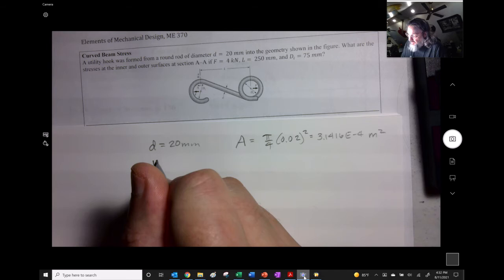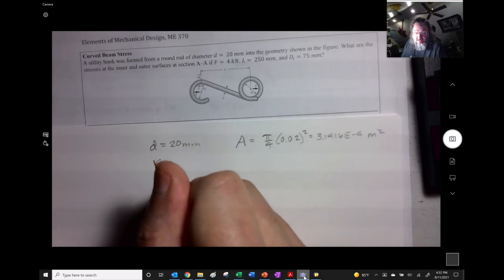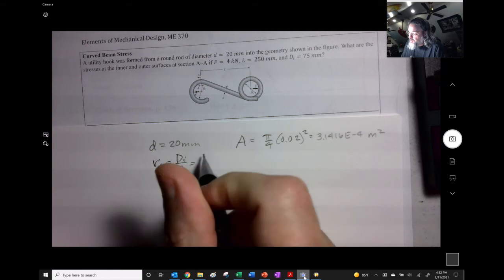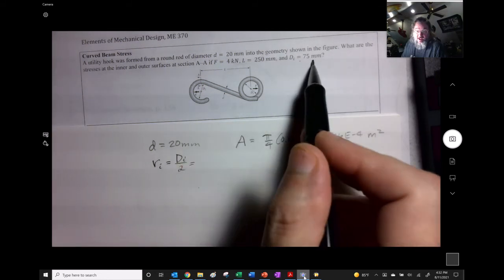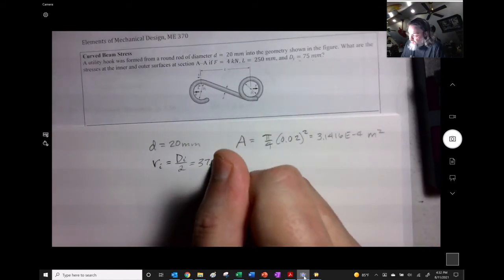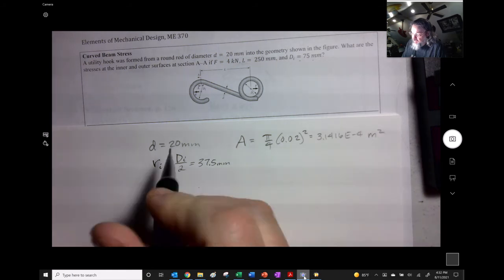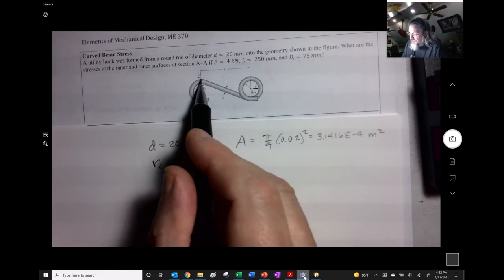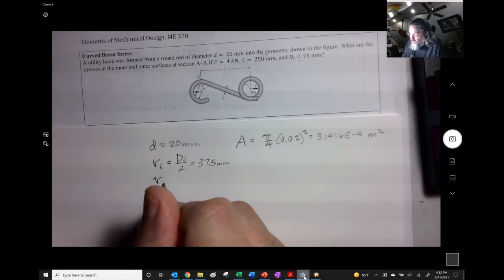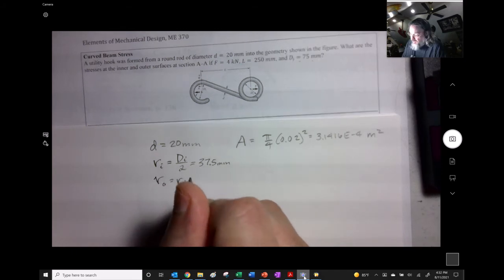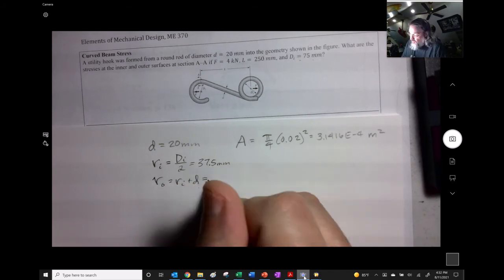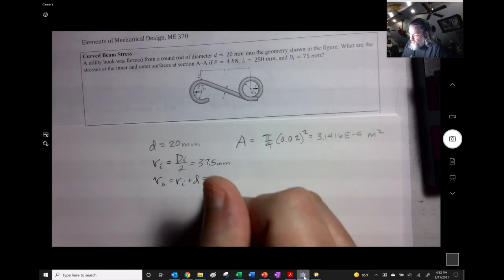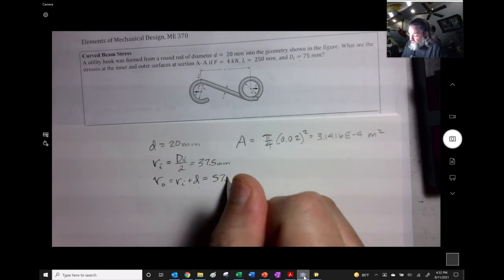Okay, so the inside radius here is going to be that big DI that they gave us over 2, and they gave us the DI was 75 millimeters, so it's 37.5 millimeters. And the RO, that's to the outside of this, RO is just going to be RI plus the D, 20 plus that. So we have 57.5 millimeters.